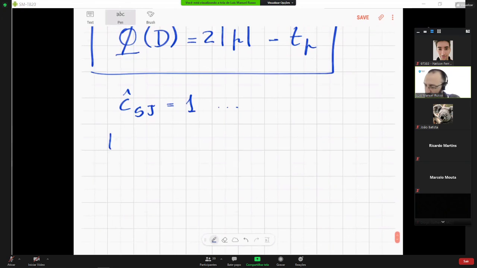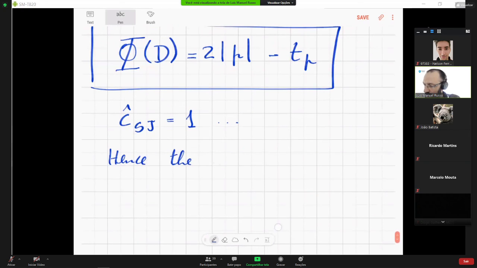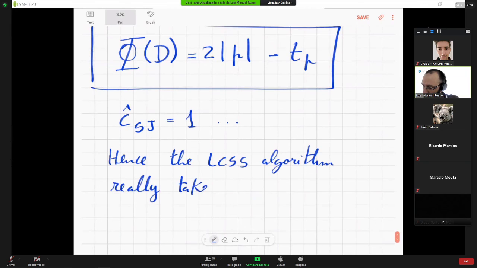Okay, so in general we conclude that the longest common substring algorithm really takes linear time. Okay.